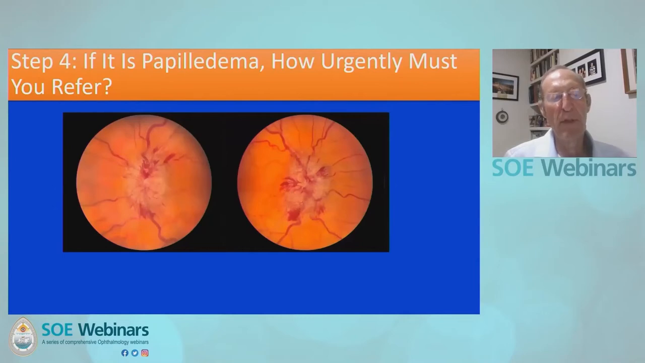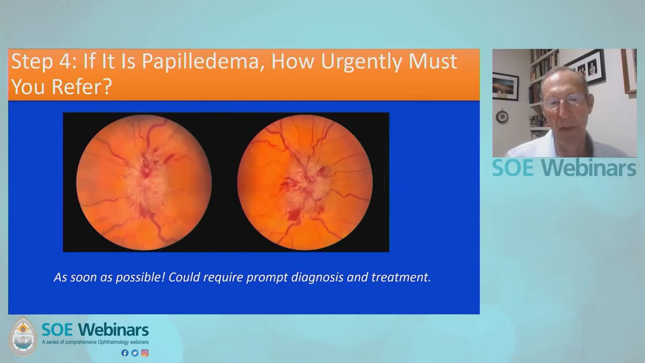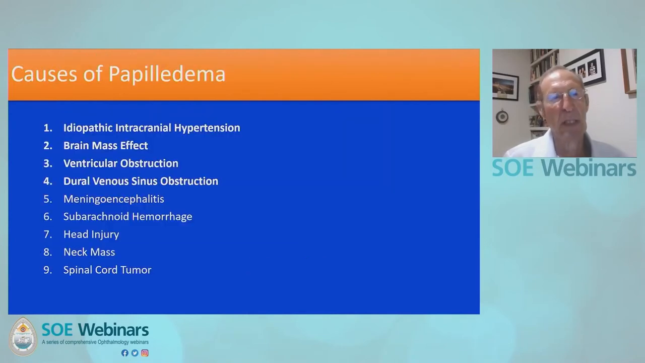All right, step number four is always the question of how quickly must you refer a patient with papilledema? And the answer to that, I think you all know, and that is as soon as possible. And the reason for that is that papilledema has many serious underlying causes which require prompt diagnosis and treatment. In some cases, the treatment does not have to be emergent, but certainly the patient feels that it ought to be. So you have to keep that in mind.